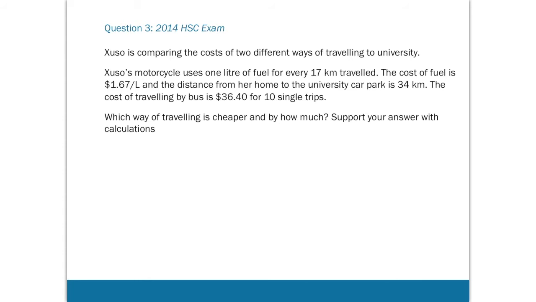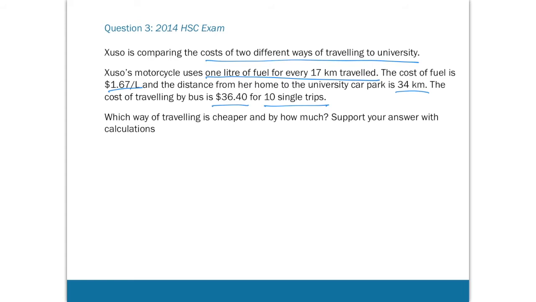Okay, next question. Zuzo is comparing the cost of two different ways of travelling to university. Zuzo's motorcycle uses 1 litre of fuel for every 17 kilometres travelled. The cost of fuel is $1.67 per litre, and the distance from her home to the university car park is 34 kilometres. The cost of travelling by bus is $36.40 for 10 single trips. So which way of travelling is cheaper and by how much? Support your answer with calculations.